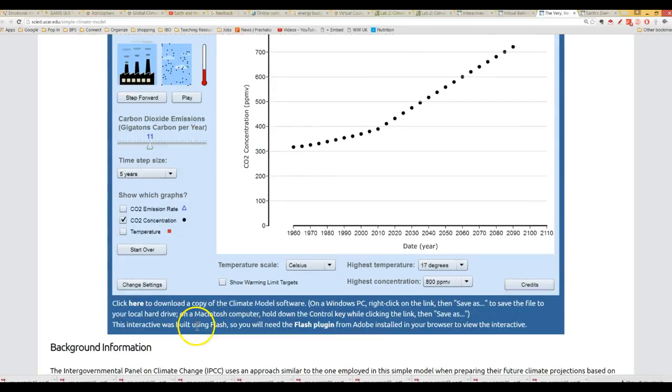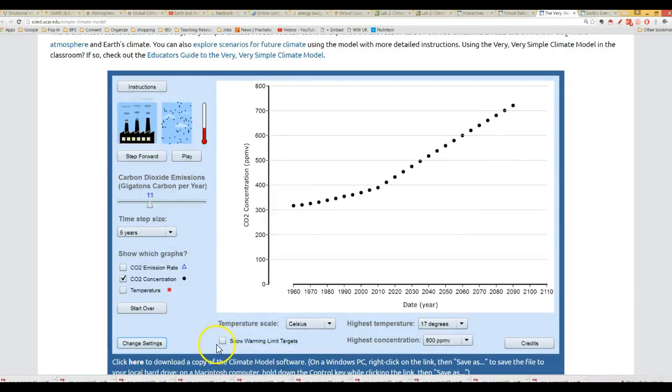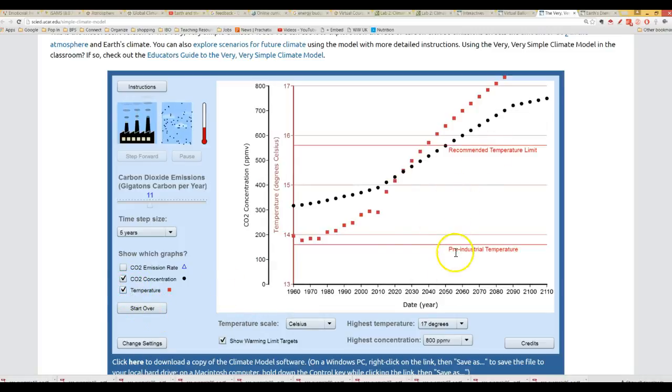Okay, maybe now I might read on a bit. So, new features, so temperature limit. What many scientists think we should not... Okay, so where's that warning limit? We shouldn't go past it. Let's play this. Show warming. Maybe I should show the temperature. Oh, there's the temperature limit. Okay. So I've gone past them for sure.